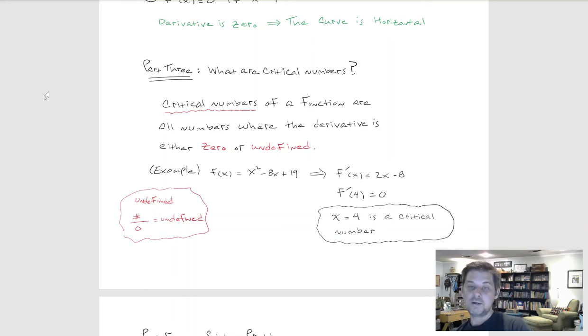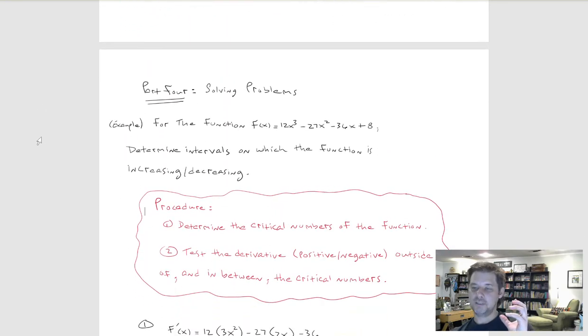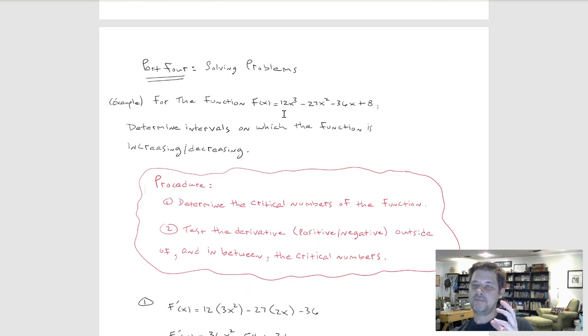Okay, all right, now let's do an example. Now our examples initially are going to look like this. We'll have a function. My function is 12x^3 minus 27x^2 minus 36x plus 8, and I want to determine, just by raw numbers, not by looking at the graph, the intervals on which the function is increasing or decreasing. So if you could see the curve, it would be rising in here, it'd be falling there, and so on.